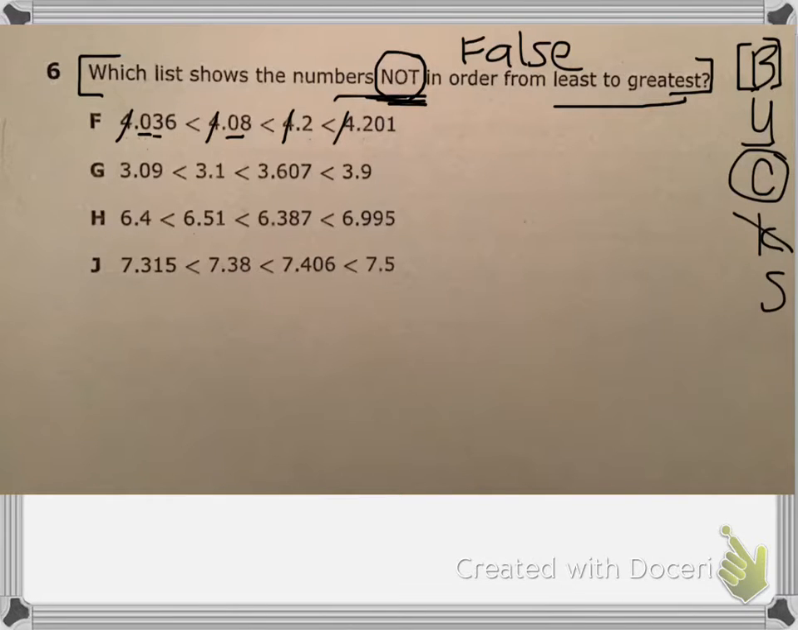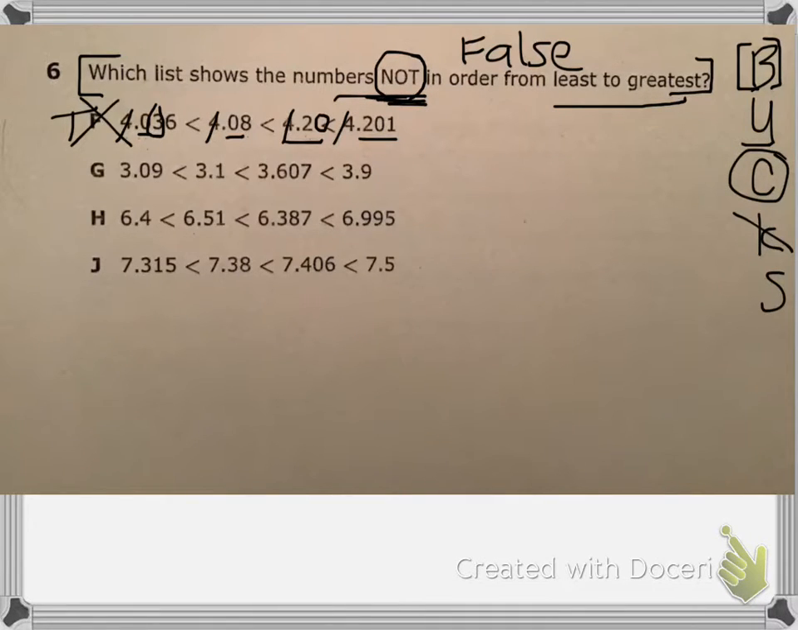And then we go next door to the 3s and the 8. 3 is smaller than 8, so that is correct. We go to the next one. We have 2. There could be a 0 behind there. This 4 and 20 hundredths is less than 4 and 201 thousandths. Therefore, F is a true statement. It cannot be our answer.